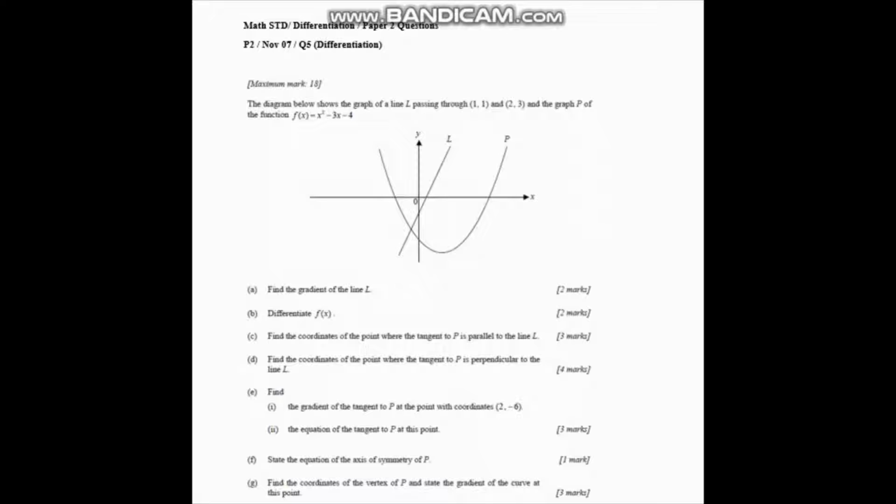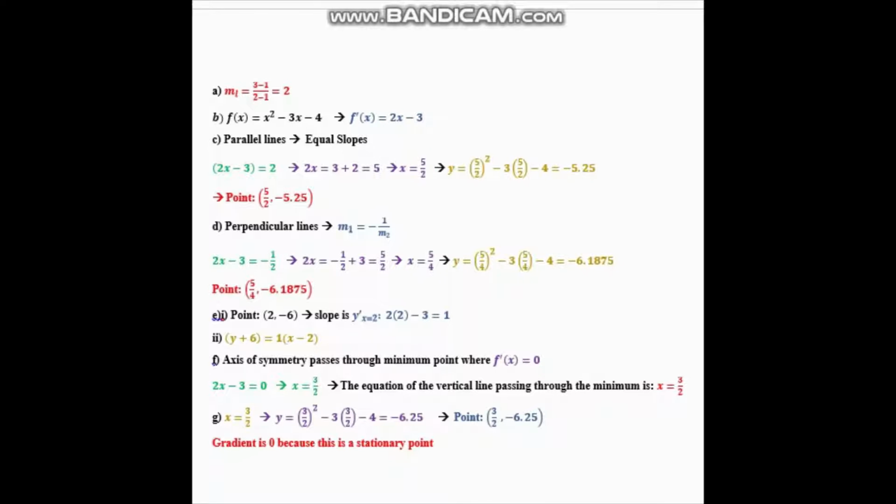However, since we are solving on differentiation, let us note that the equation of the axis of symmetry can be obtained by realizing that the axis of symmetry passes through the minimum point. So I want the equation of the line passing through the minimum point, and we know that the minimum point exists when f dash equals 0. Hence, I equate f dash to 0, so 2x minus 3 equals 0 and x equals 3 over 2. So this is another way of obtaining the equation of the axis of symmetry, which is the vertical line passing through the minimum.